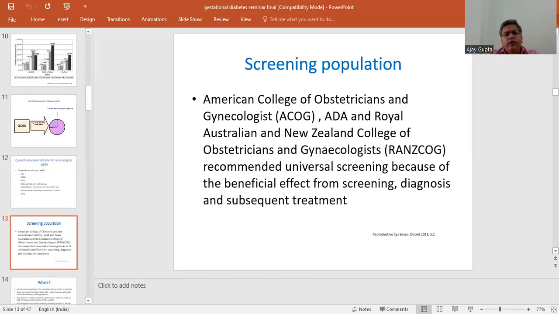So, the screening population: according to the American College of Obstetricians and Gynecologists, ADA, and the Royal Australian and New Zealand College of Obstetricians and Gynaecologists, universal screening is recommended because the beneficial effect of screening, diagnosis and subsequent treatment is quite large. We have clearly seen that the prevalence is quite high. So these associations recommend that the whole population should be screened because the beneficial effects once the patient is diagnosed are quite high.